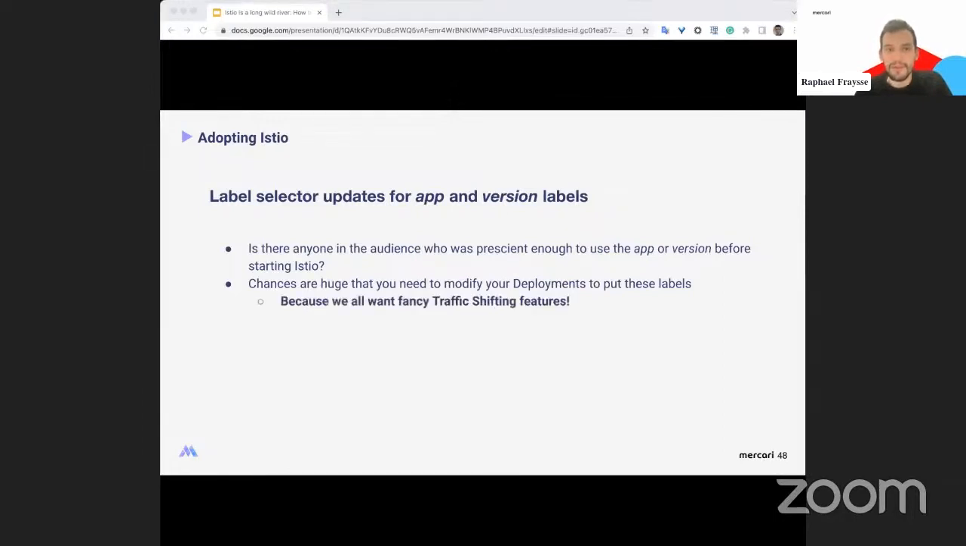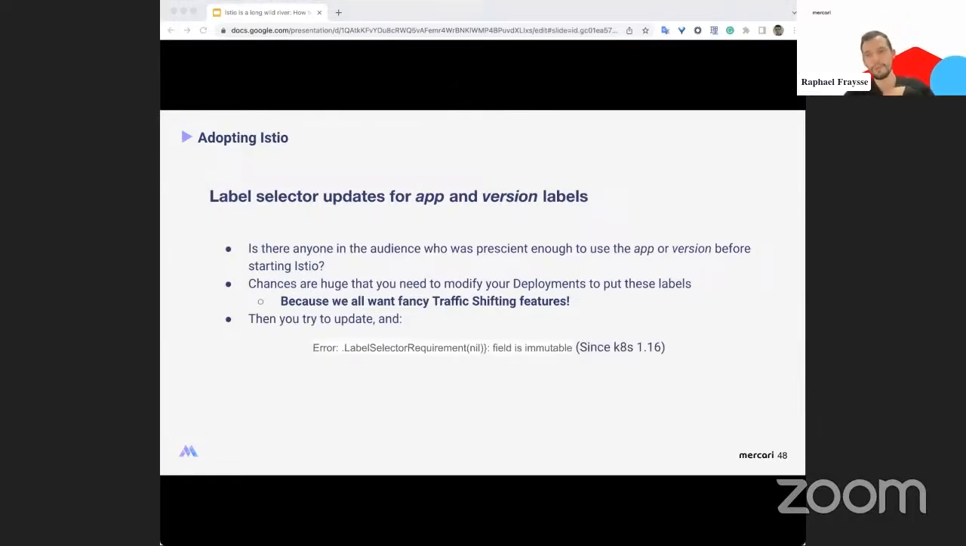The reason that we want those labels is because we really want these kinds of traffic shifting features. And Istio, at least the old, legacy version, I think the Gateway CRD now, wasn't available 2 years ago, but the Gateway CRD now may have a different way, but you still have those app and version labels that are required for your deployments.